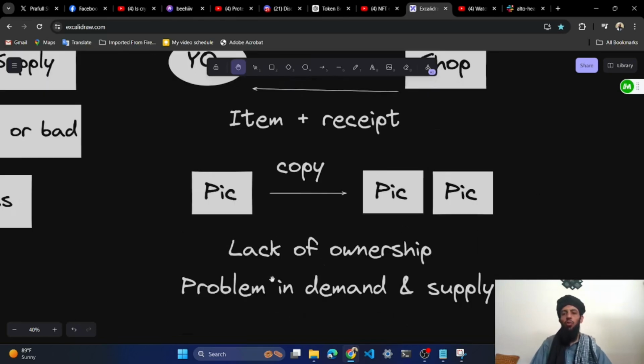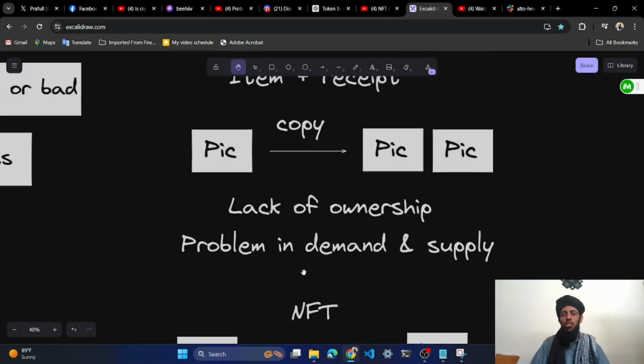So there is a lack of ownership and a problem in demand and supply. So let's say if there is more demand of this picture, but there is a less supply, then obviously the prices will go up. But if there is more supply, let's say if you have created a picture and you claim that this is my picture, and as a result somebody else comes in and creates multiple copies of that picture. So as a result the supply is increased. Why? Because multiple copies of the picture are created. Now the supply is increased, so as a result the prices will go down, and your picture will not be worth anything.